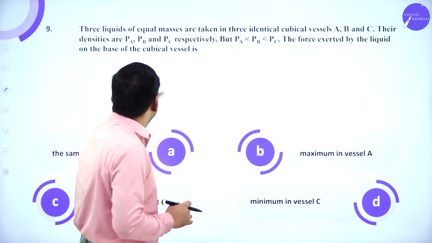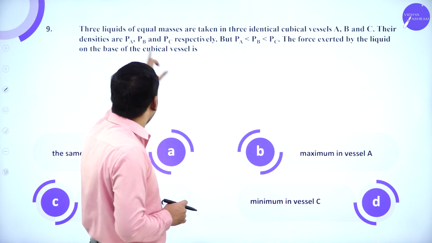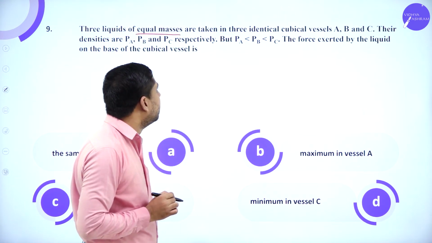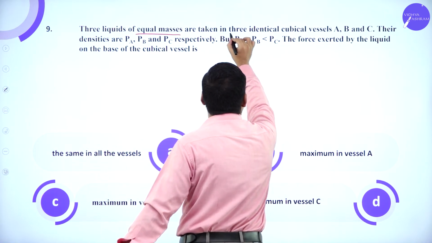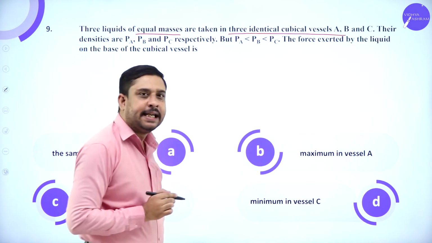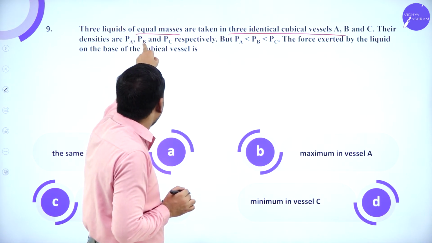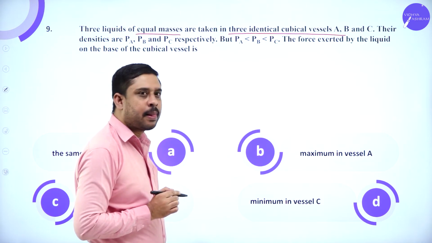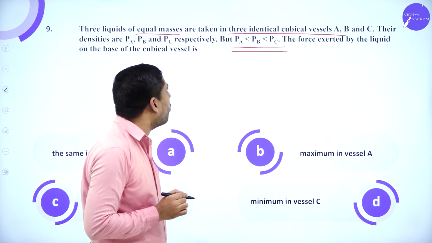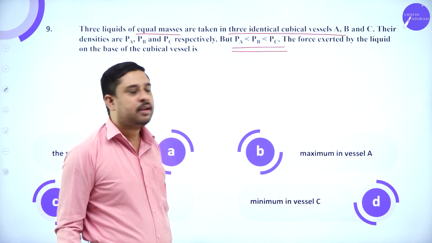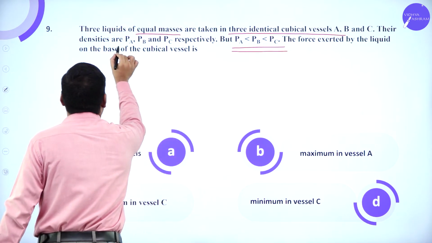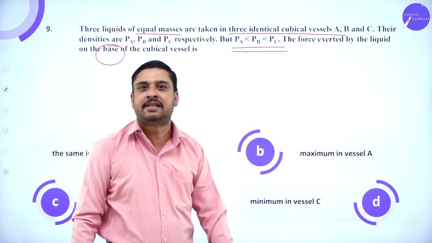Question 9. 3 liquids of equal mass, very important, are taken in 3 cubical vessels A, B and C. Their densities are rho A, rho B and rho C. But very clearly, rho A is less than rho B is less than rho C. Then the force exerted by the liquid on the base of the cubical vessel.